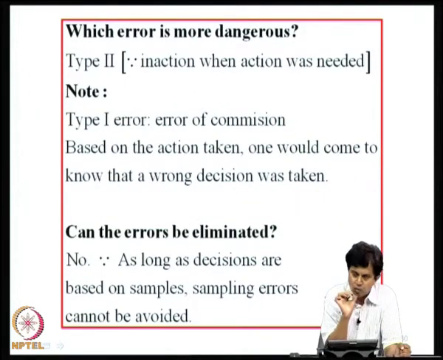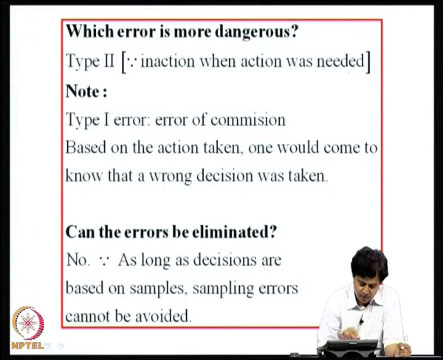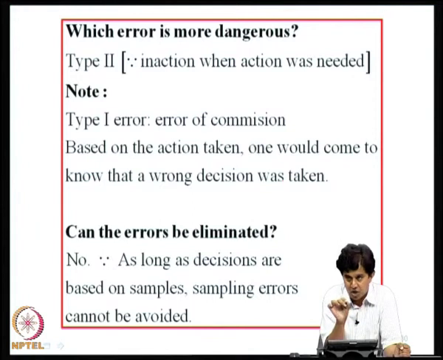Actually, type 2 errors are more dangerous because inaction when action was needed is more dangerous. If you take an action, you will come to know that that action was not needed, right. So it is a lesser evil. Type 1 error is error of commission. Based on the action taken, one would come to know that a wrong decision was taken, but of course, you have to pay the price because you have stopped the production, right. The price that you would pay for type 2 error is that a faulty component will get into a final product, right.